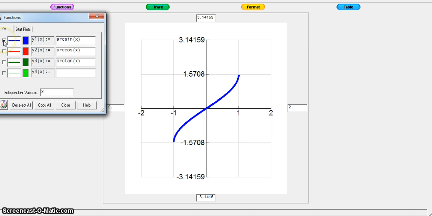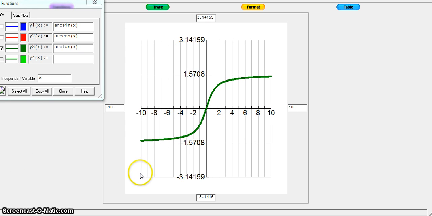Now next I'll show you the cosine inverse function. So here's the cosine inverse function. So again, the domain is from -1 to 1, including -1 and 1, and the range now is from 0 to pi, because remember that was our restricted domain for the cosine function in order for it to have an inverse. So this is the cosine inverse function.